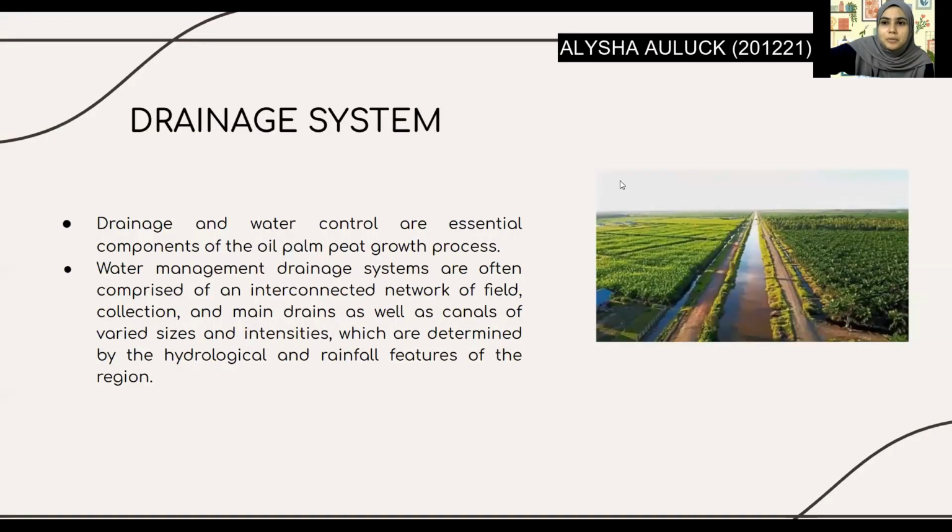So next, I will be presenting on the drainage system used for the palm plantation. So what is drainage? Drainage and water control are essential components of the oil palm peat growth process. Water management drainage systems are often comprised of an interconnected network of field, collection, and main drains, as well as canals of varied size and intensities, which are determined by the hydrological and rainfall features of the region.